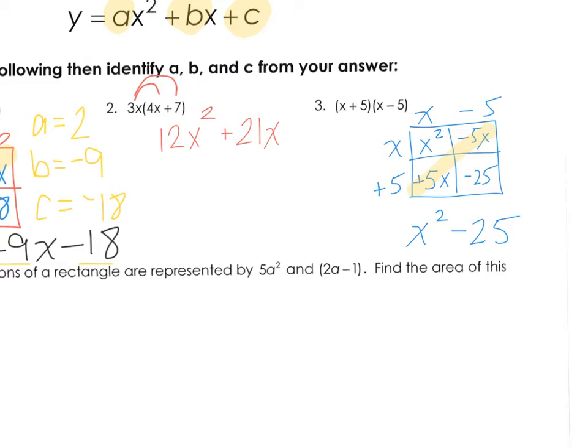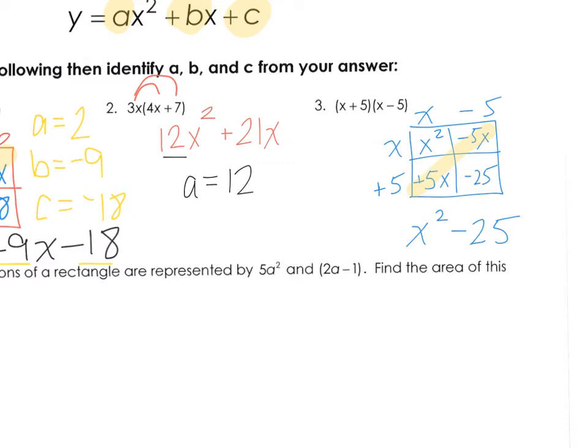Okay, hopefully you have the same answers. In number 2, when I distributed 3x times 4x, I got 12x squared. 3x times 7 was 21x. So let's talk about what's A, what's B, what's C. You can see I only have a binomial. But I can still state what A and B are, and C actually. A is going to be the coefficient on the x squared term. Notice I'm just writing the number 12.